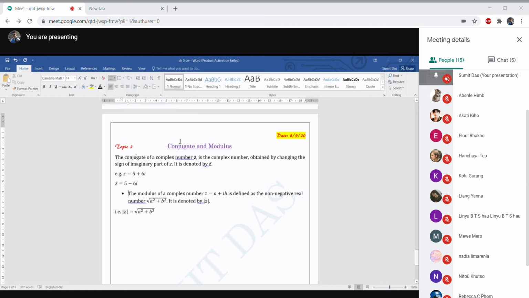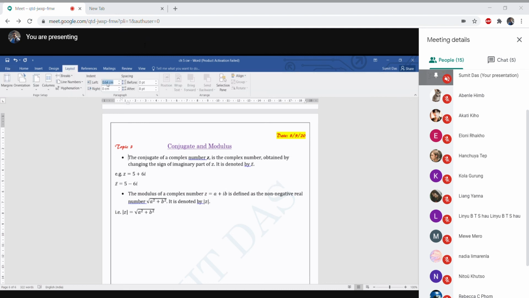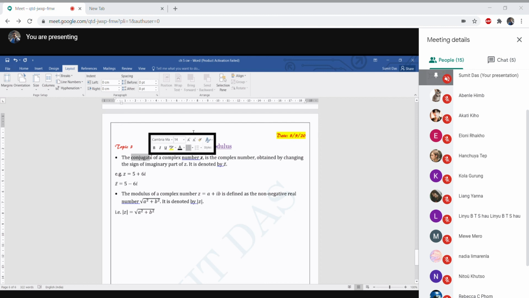The modulus is the non-negative real value of the number. So suppose the complex number is z equal to a plus ib, so the real part squared plus the imaginary part squared, that will give you the modulus. The sum of the squares and then the square root. Okay, and it is denoted by mod z, the modulus sign.